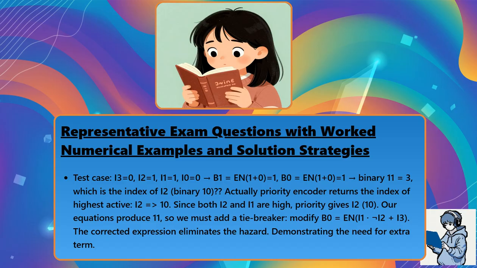Our equations produce 11, so we must add a tiebreaker. Modify B0 equals N(I1 and not I2 plus I3). The corrected expression eliminates the error, demonstrating the need for an extra term.